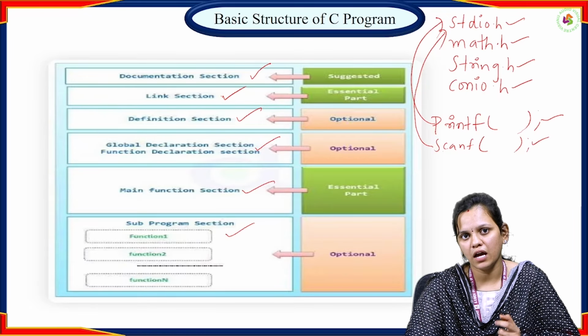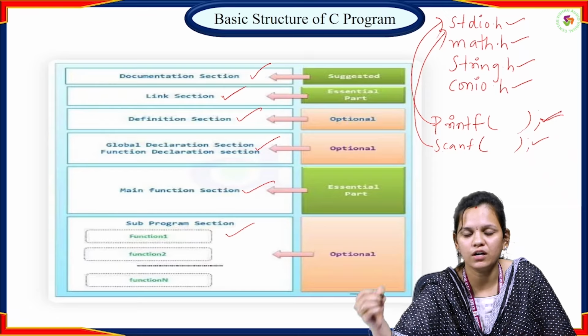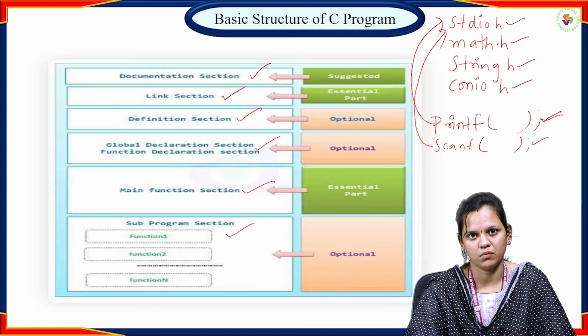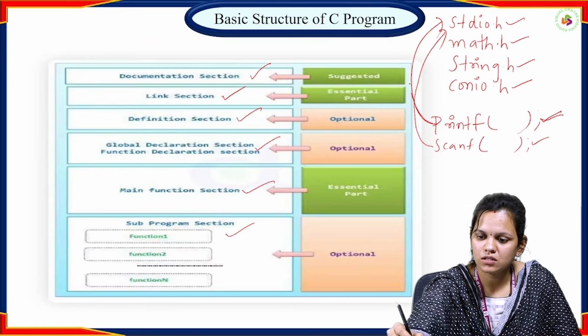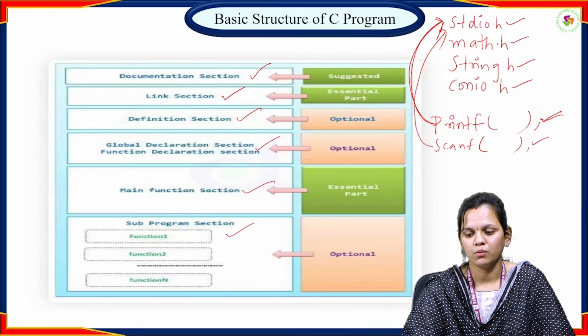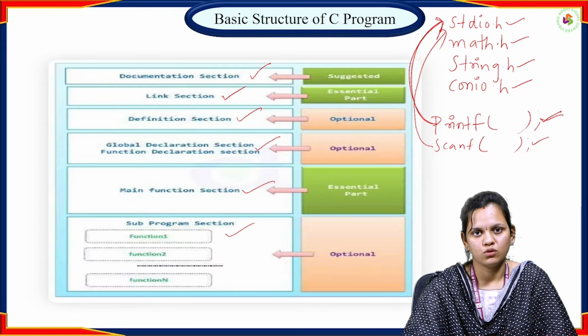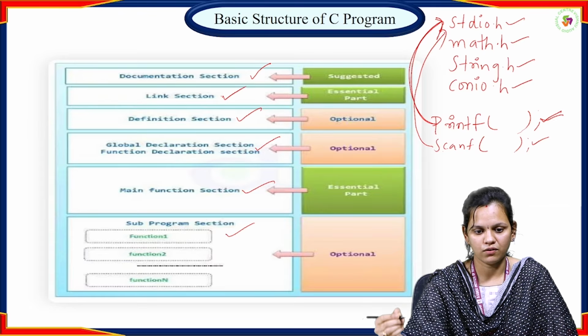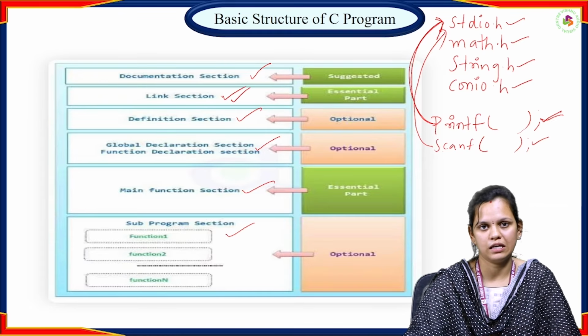So in each and every program, the printf function will be compulsory. It is a mandatory statement. To get the output, we need the printf statement, right? This printf statement is connected to stdio.h because the function is defined there. So we have to link this function to stdio.h. All these header files are written in the link section.